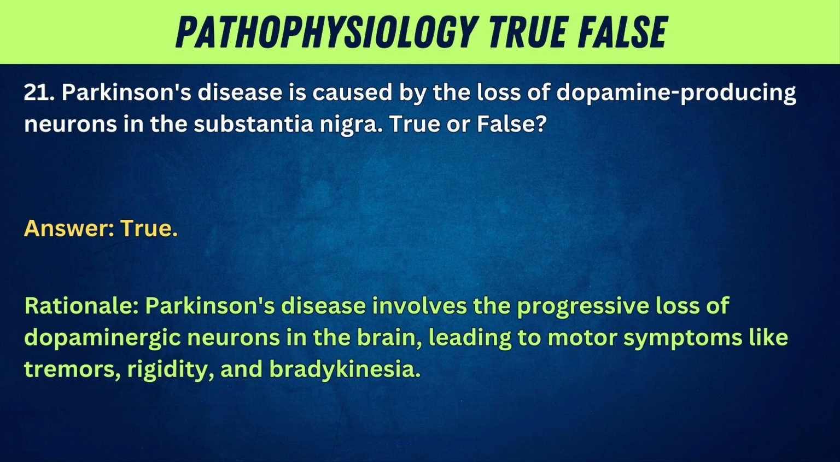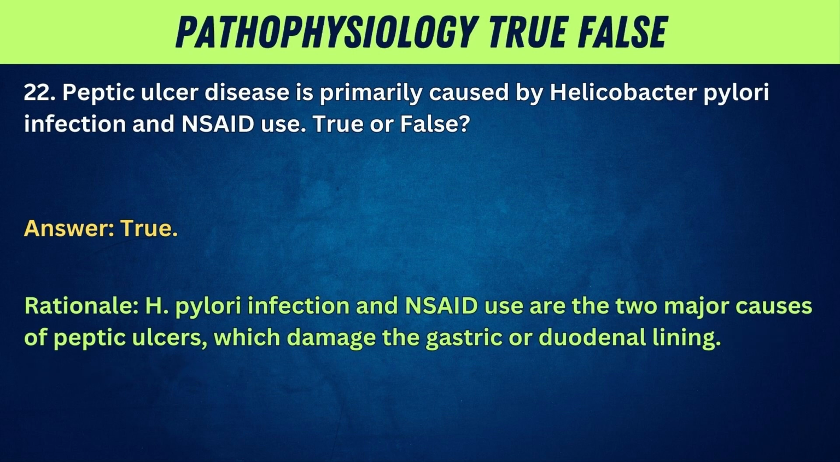21. Parkinson's disease is caused by the loss of dopamine-producing neurons in the substantia nigra. True or false? Answer: true. Rationale: Parkinson's disease involves the progressive loss of dopaminergic neurons in the brain, leading to motor symptoms like tremors, rigidity, and bradykinesia.